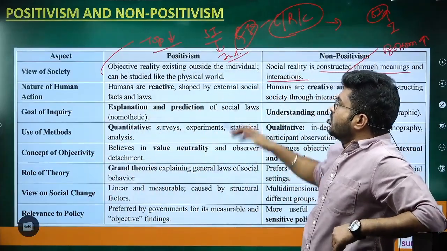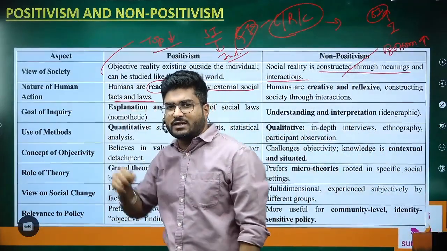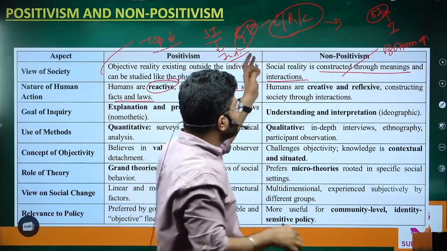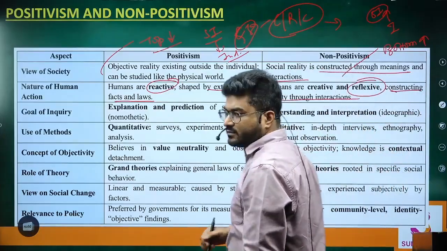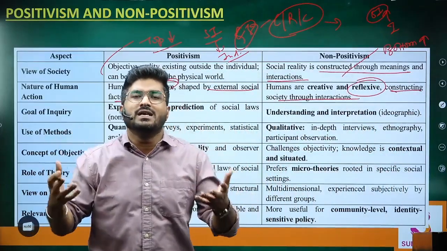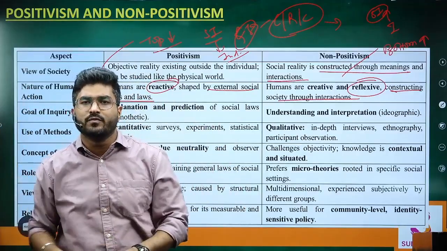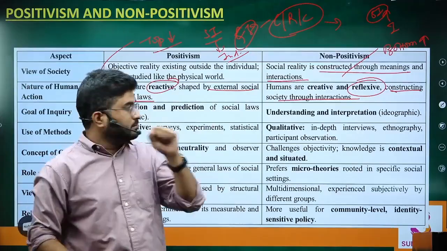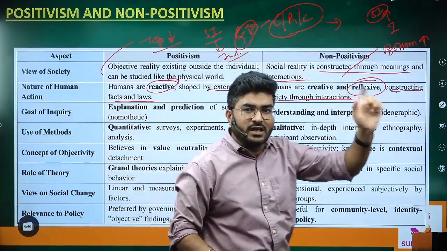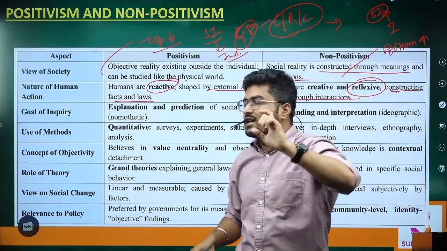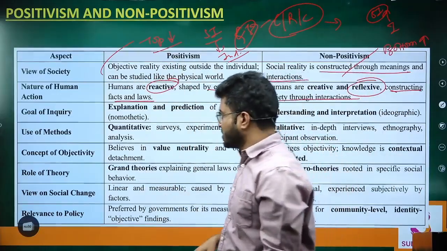Nature of human action: humans are reactive, shaped by external social facts and laws, which we just talked about. For them, humans are creative and reflexive, constructing society through interactions. That human creates meanings and motives on the basis of the social instructions which he or she has been going through. But positivists say that no, whatever interaction he has been giving here, that is based on social institutions, that is based on the larger social structure.